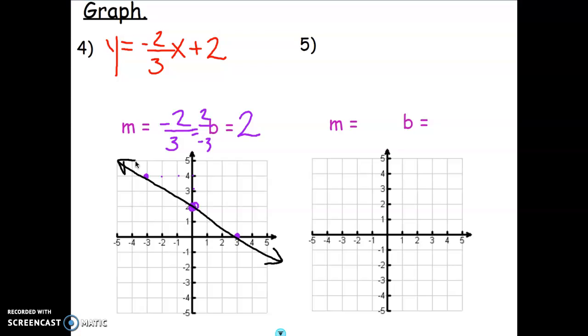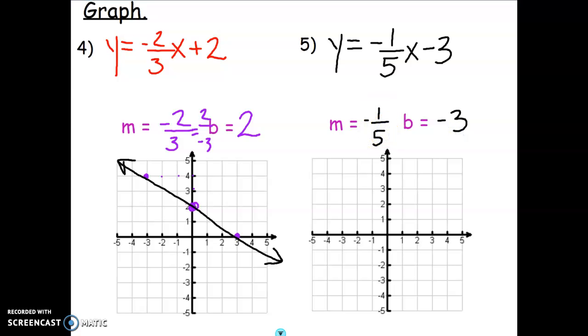So we need one of those movements to be negative so that when we connect, we get a negative line. Remember, lines that go downhill represent a negative slope. So here's one for you to try, another negative. How about y = -1/5x - 3. So try graphing that one.